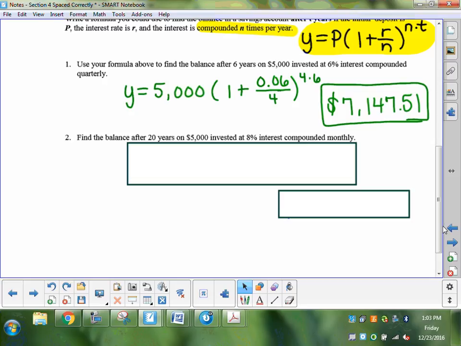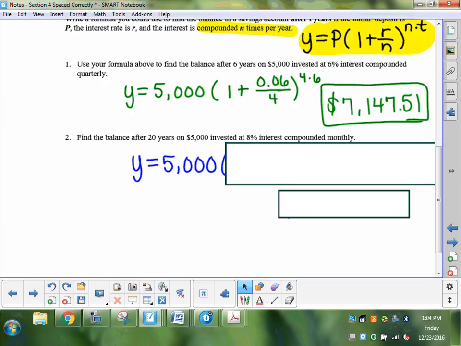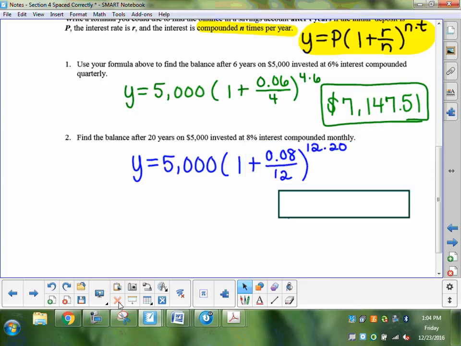Christina, what would you go through and write out? 1 plus 40 over 1. Over what? Nope. Who knows what the n is going to be in this case? 12, yeah. And to what power would you raise it then? Now, should be 240, I think. 12 times 20.